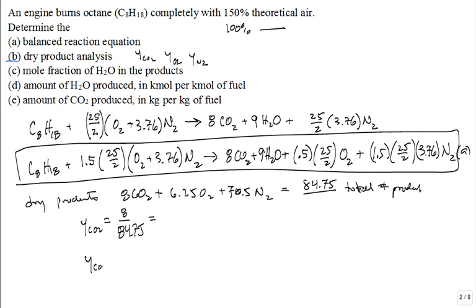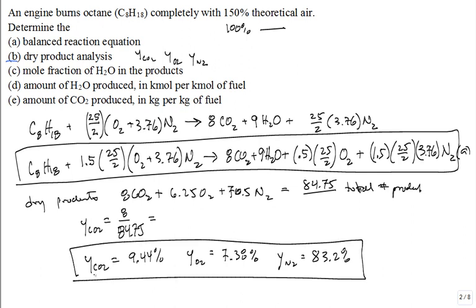So the mole fraction of carbon dioxide is 9.44%. Mole fraction of oxygen is 7.38%, and the mole fraction of nitrogen, dry product analysis, is 83.2%. That's the answer to part B.